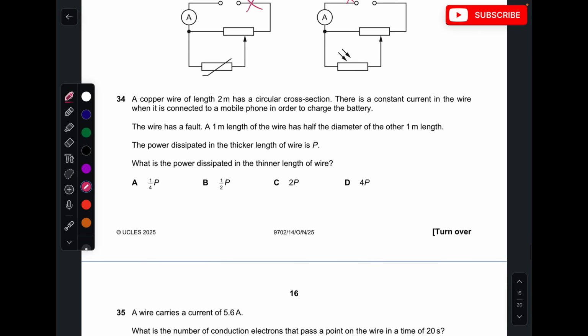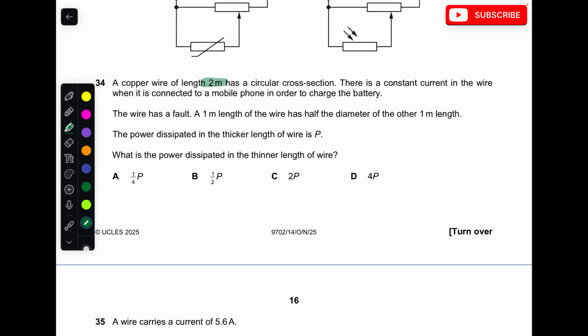In question 34, a copper wire of length 2 meters has a circular cross section. There is a constant current in the wire when it is connected to a mobile phone to charge the battery. The wire has a fault: a 1 meter length of wire has half the diameter of the other 1 meter. So the total is 2 meters, and half of the length has half the diameter of the other. The power dissipated in the thicker length of the wire is P. What is the power dissipated in the thinner length of the wire?